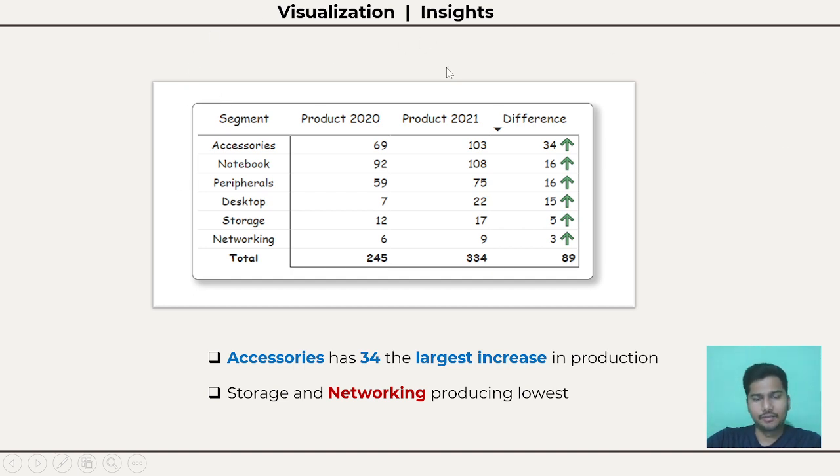In the visualization, we can see that accessories had the largest increase in production, a total difference of 34. If I talk about networking and storage, it was 3 and 5, so fewer new products were produced. It is similar to the last one, so we would say some more products should be produced in these segments.